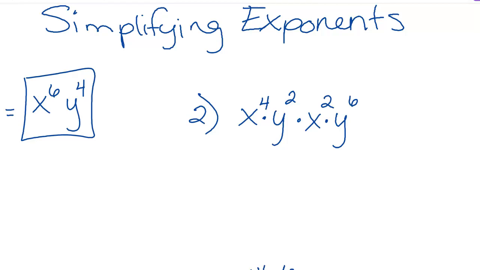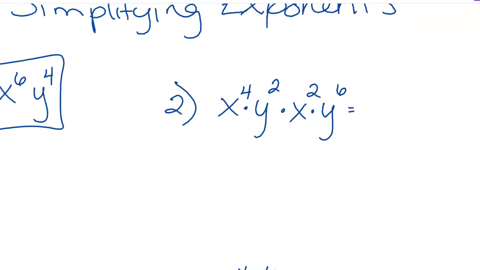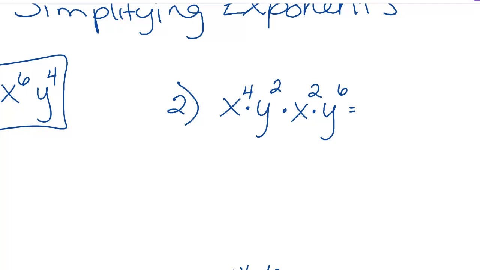All right, now we have this problem. So over here, we have some like bases, and we have different bases as well. I see x is lined up first, so do we have any like bases? Yes, we do. We have another x. So we are multiplying. What do we do when we multiply like bases? We add the exponents. So our base is x, and we're going to add 4 plus 2. And we get 6.